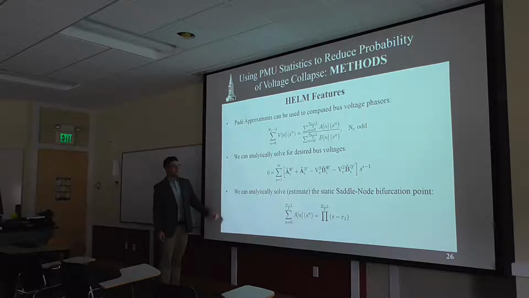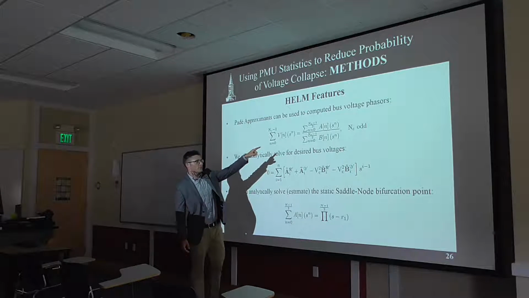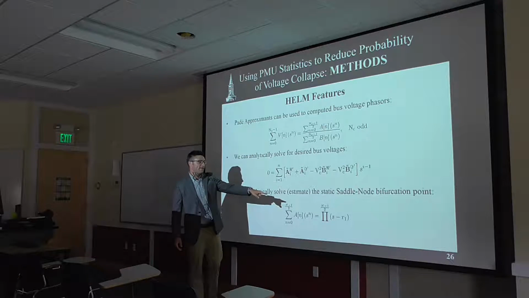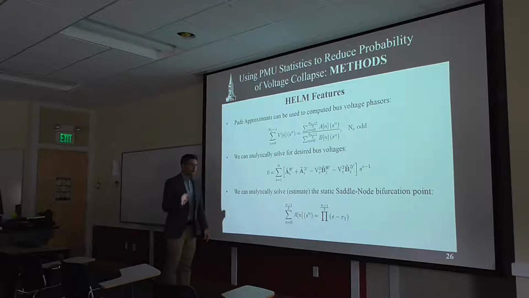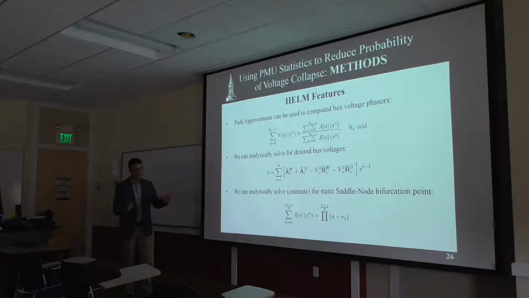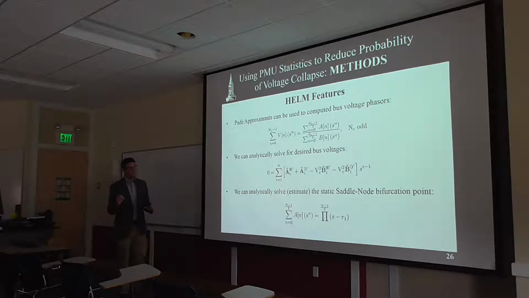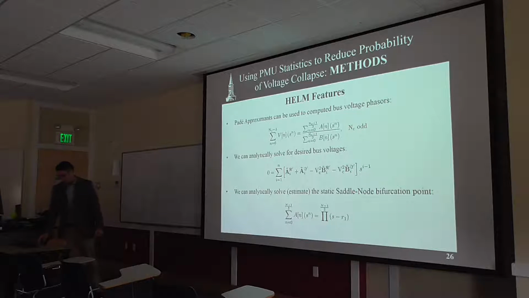And finally, what is super useful about HELM is that if we take the numerator of the Padé approximant and we factor it, we can look at the smallest real value root of the numerator of the Padé approximation to analytically solve or estimate the point of static saddle node bifurcation. So we're able to take these equations and pull out of them when and where the system will reach bifurcation by determining how much load needs to scale to reach that point.